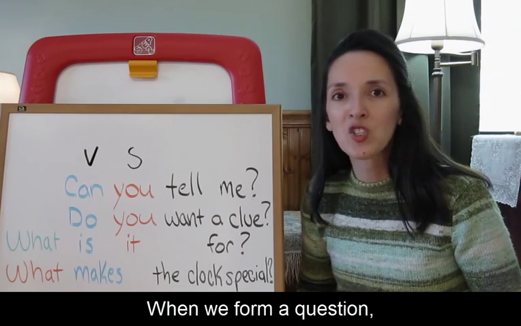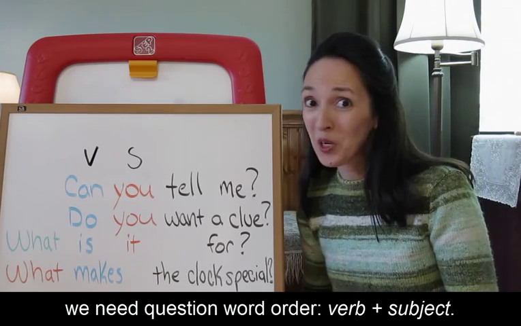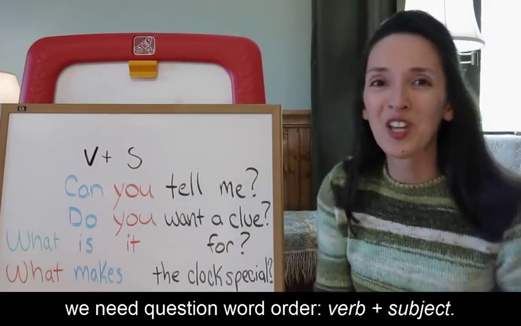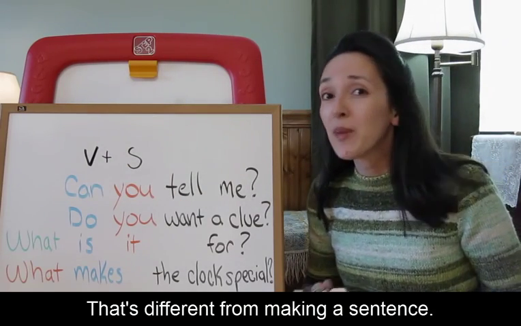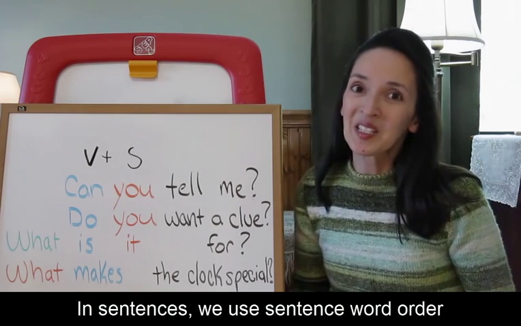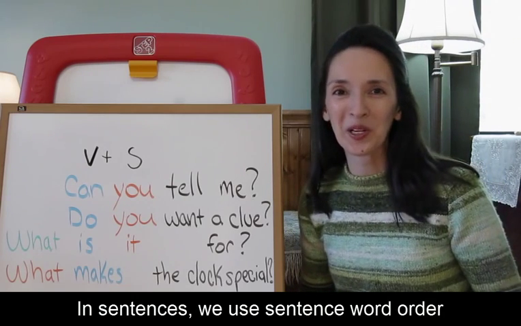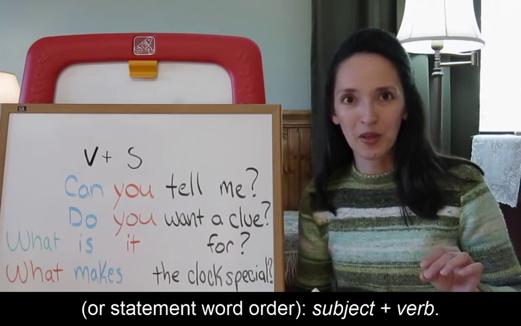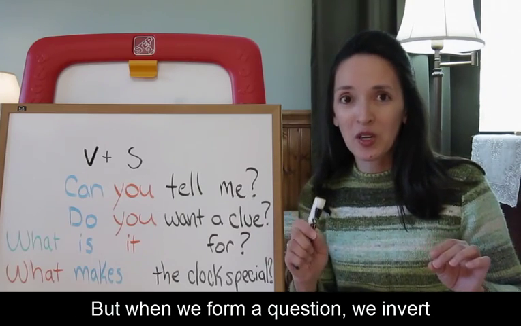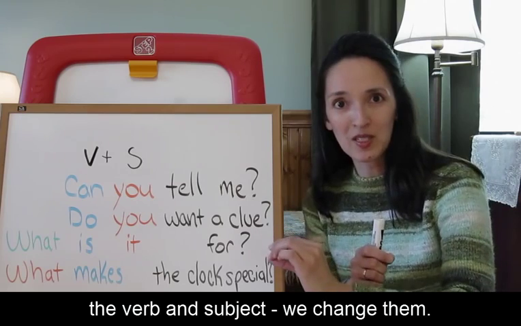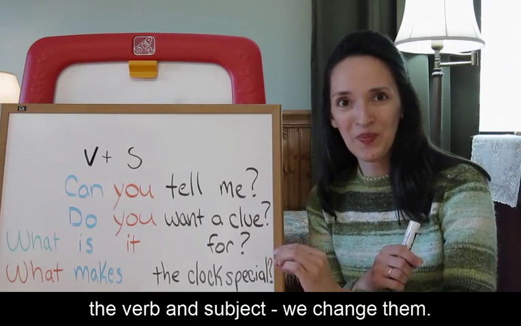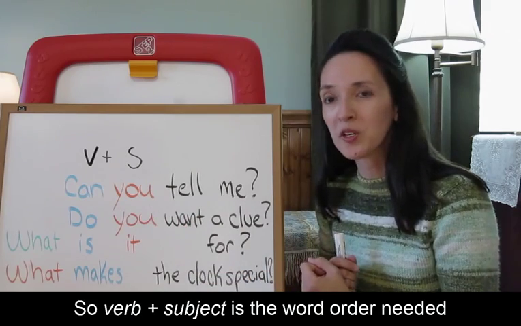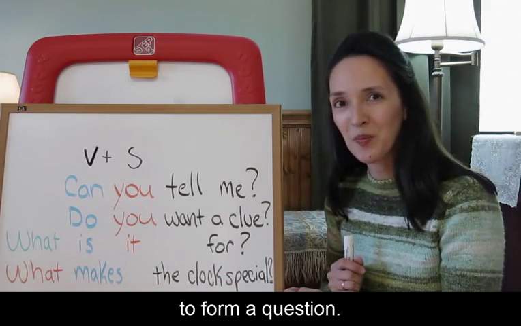When we form a question, we need question word order. Verb plus subject. That's different from making a sentence. In sentences, we use sentence word order or statement word order, subject plus verb. But when we form a question, we invert the verb and subject. We change them. So verb plus subject is the word order needed to form a question.